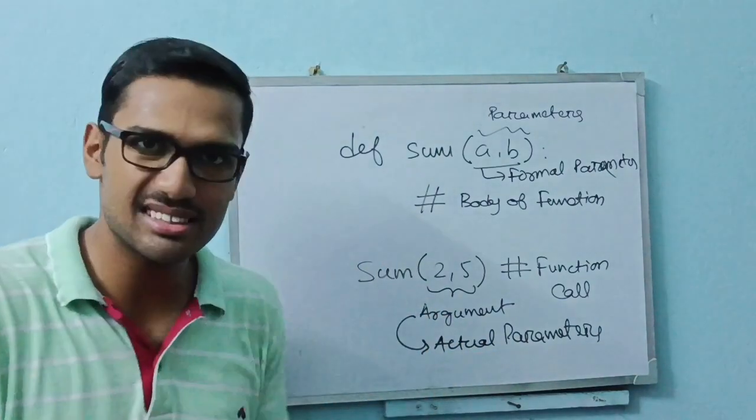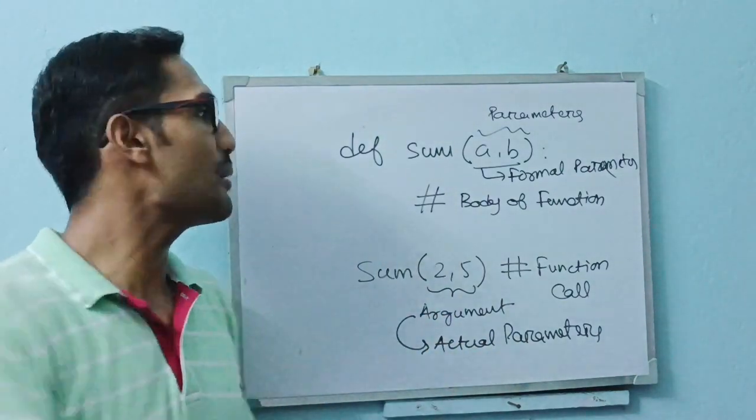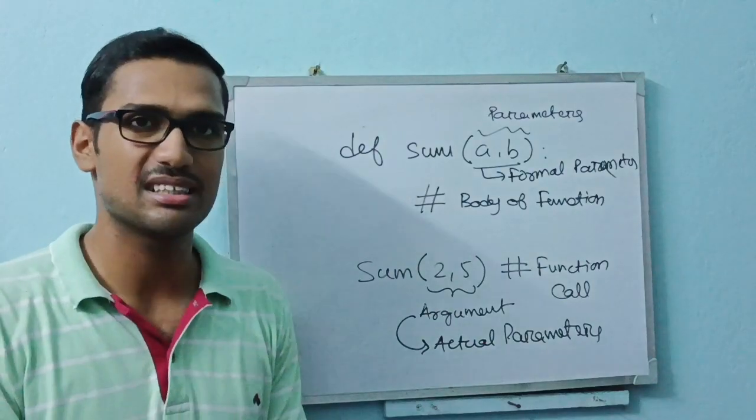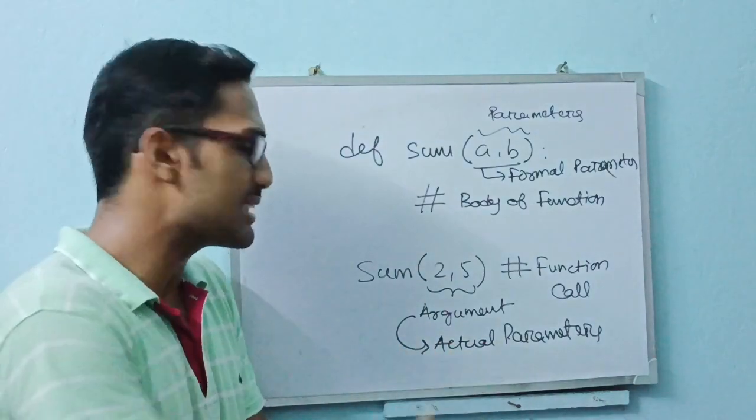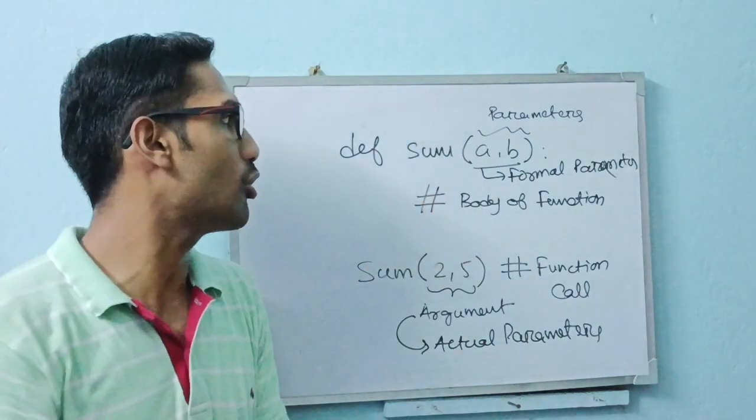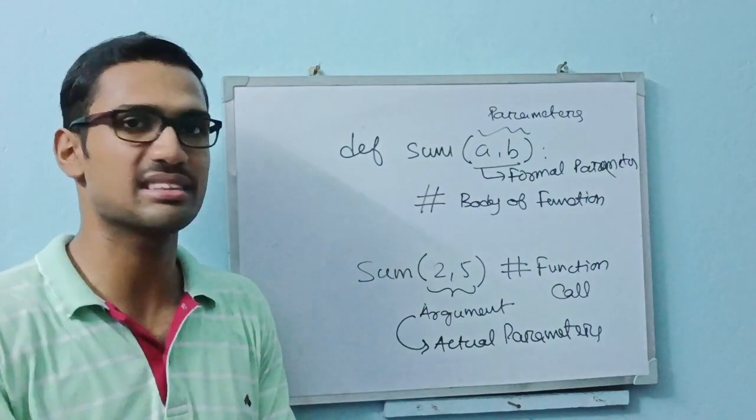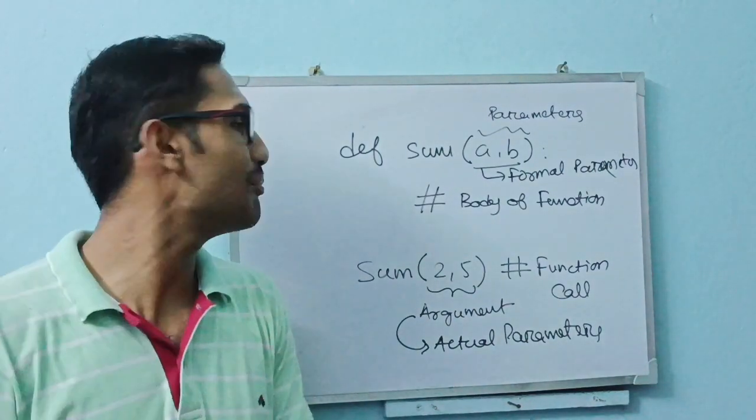So we have got one answer on how to differentiate between formal parameters and actual parameters. Arguments are also called actual parameters, and parameters are also called formal parameters. That's the difference, nothing else. Very simple, clear?